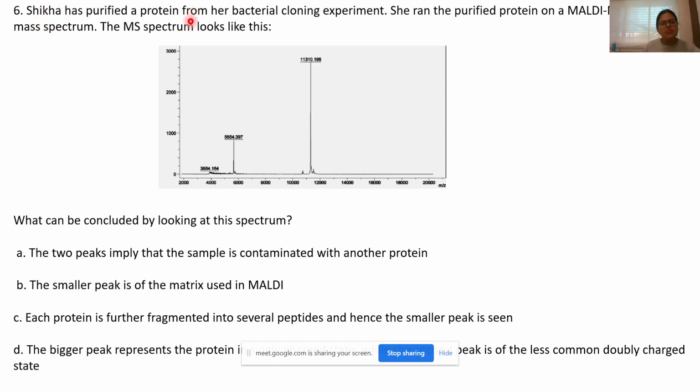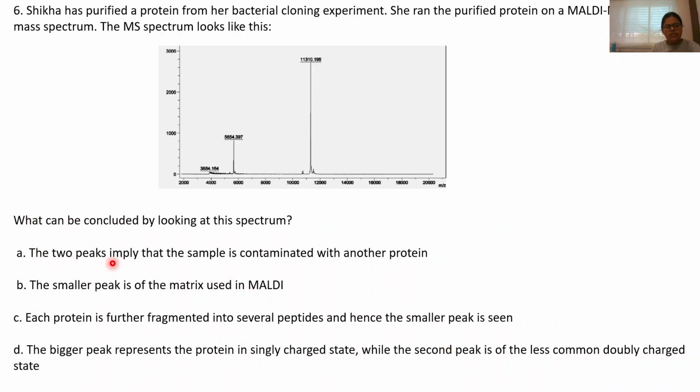Shikha has purified a protein from her bacterial cloning experiment. She ran the purified protein on the MALDI MS to get a mass spectrum. The mass spectrum looks like this. So this is the mass spectrum from the MALDI MS, and what can be concluded by looking at the spectrum, depending upon the options given.